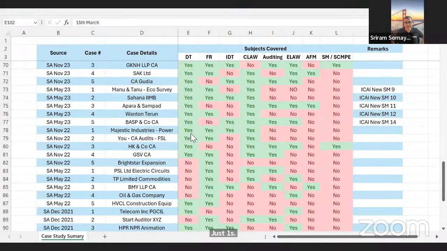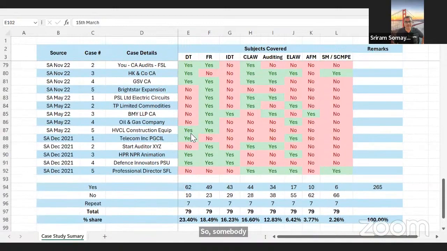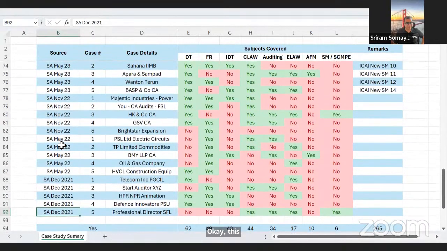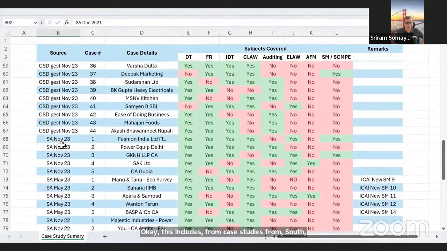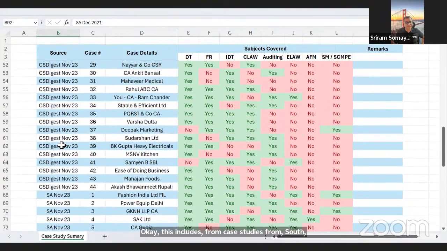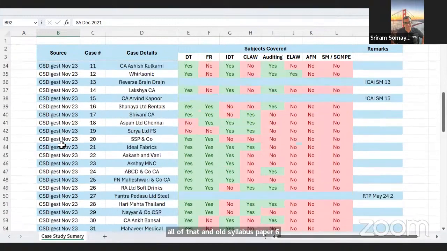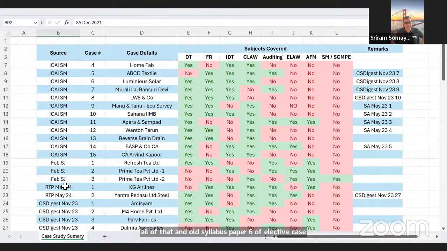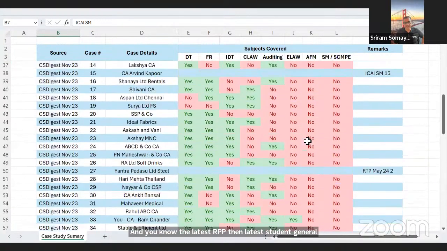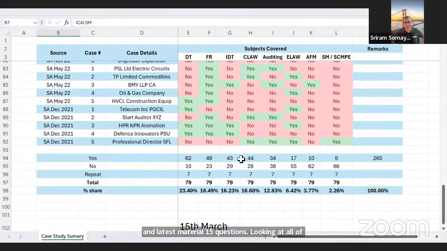So, somebody has asked this question, 40% question, no? So, we have analyzed case studies of about 79 odd case studies. Okay, this includes case studies from suggested answers of December 21, May 22, November 22, November 23, May 23 and all of that, and old syllabus paper 6F elective case study digest, and the latest RTP, then latest student journal, and latest material 15 questions. Looking at all of this, there is one thing that we came up with.